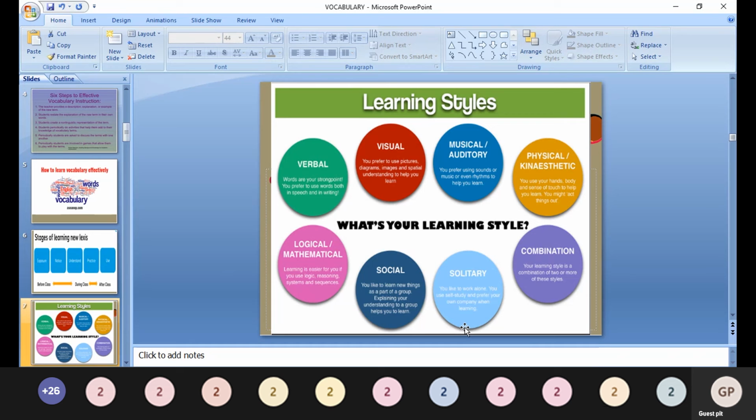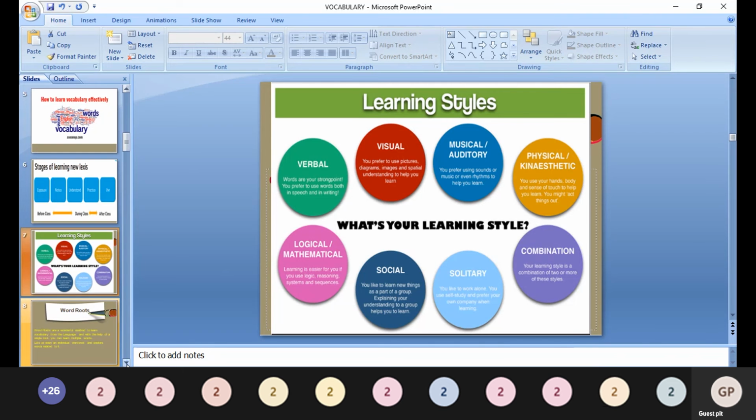Combination. Sometimes you may use all these styles together and you may learn the word. People who are very keen to enhance their vocabulary, to develop their vocabulary, what do they do? They use all these styles in order to retain the word, so that they don't forget the word, they remember the word and they use the word. Okay, next we move on.